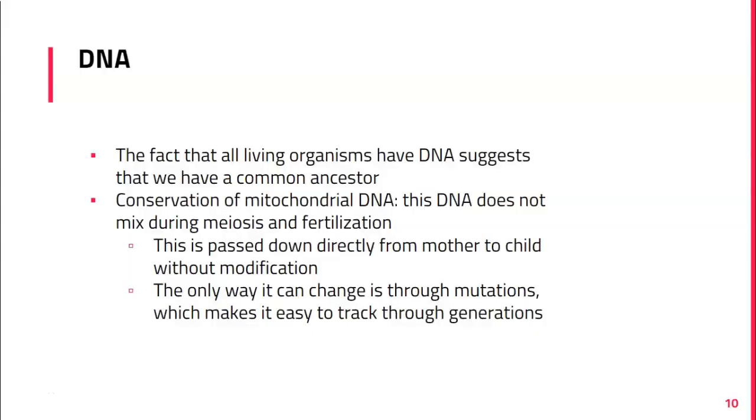And the fact that all living organisms have DNA suggests that we all have a common ancestor, which is really cool and fun to think about. So, conservation of mitochondrial DNA. This is a totally different type of DNA, because mitochondrial DNA does not mix during meiosis and fertilization. So everybody's mitochondrial DNA is passed down directly from mother to child without modification. This is a key piece of information. So the only way it can change is through mutations, which makes it really easy to track through generations, because unless there's a crazy amount of mutations, it's going to be very, very similar to its ancestors. So you can use mitochondrial DNA to quickly track the lineage, whatever lineage you're studying.